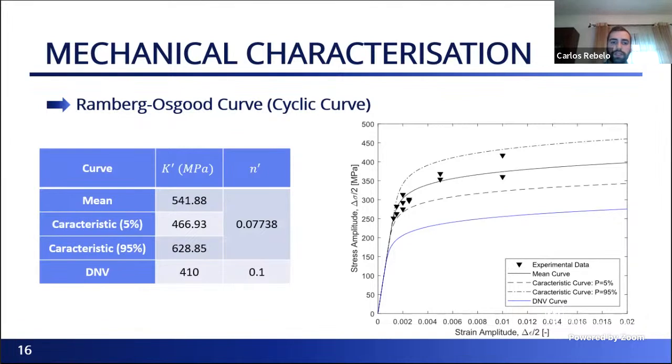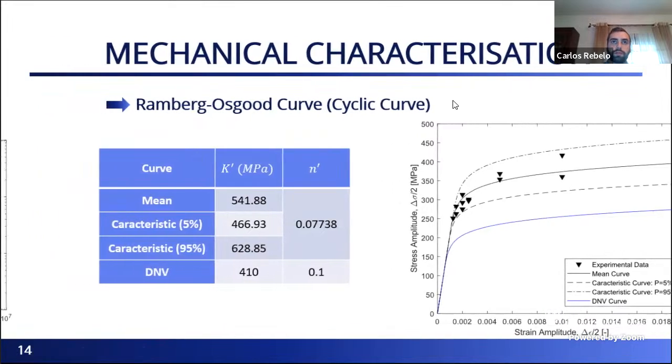It was observed that the DNV curve lies below all the other curves, making it more conservative. The 95% curve allows for the determination of a more conservative characteristic fatigue curve because higher stress values decrease fatigue life.